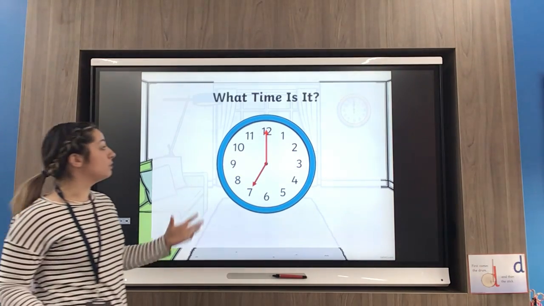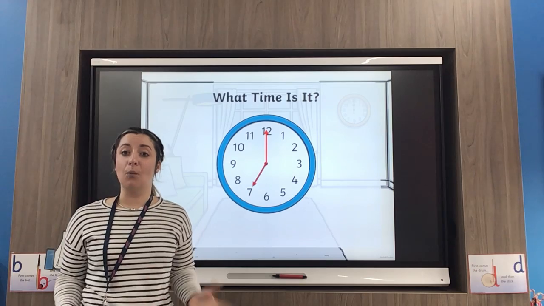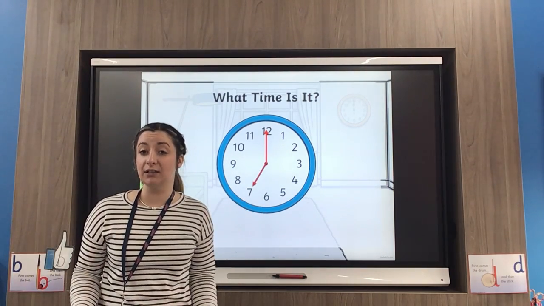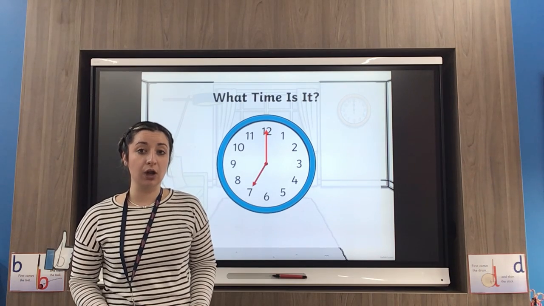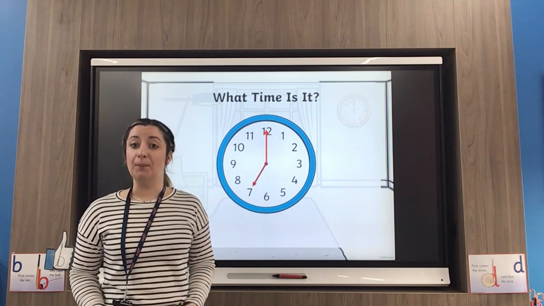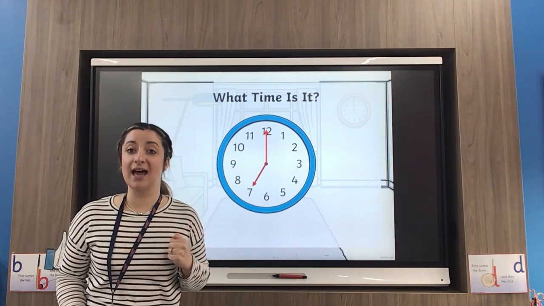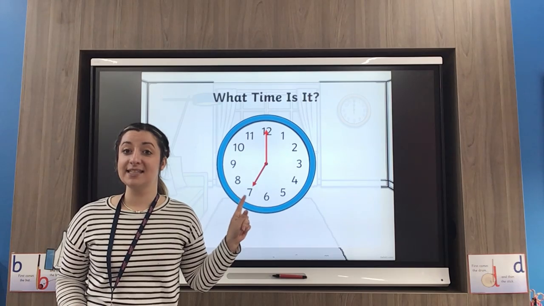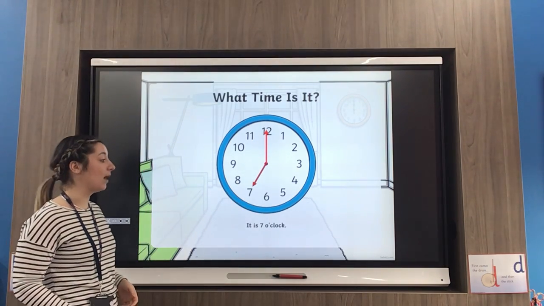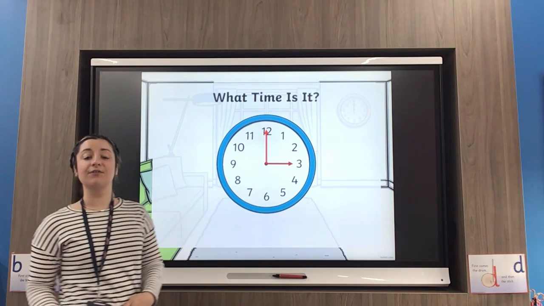So we're going to show you some clock faces now, and I want you to have a think at home. Can you tell me what the time is? Now we know here that the minute hand is pointing to 12, so we know that that's going to be o'clock. And what is the hour hand pointing to? The number 7. So what time is it? 7 o'clock. If you had 7 o'clock, then well done. It is 7 o'clock.